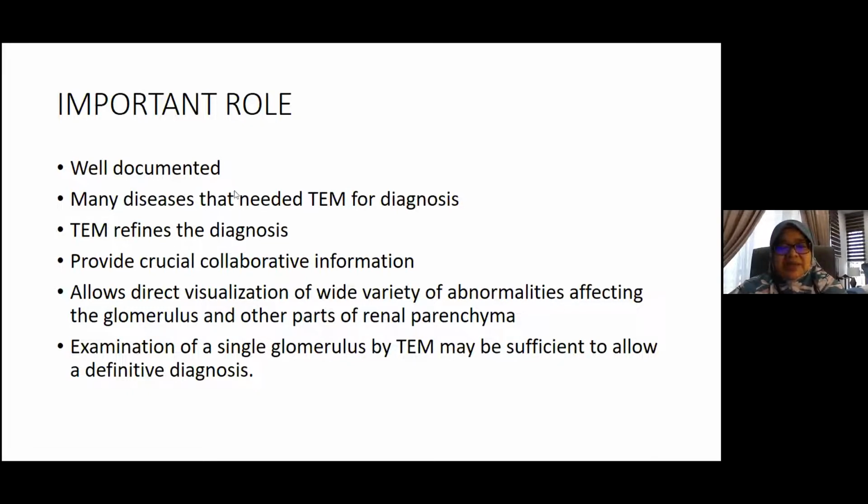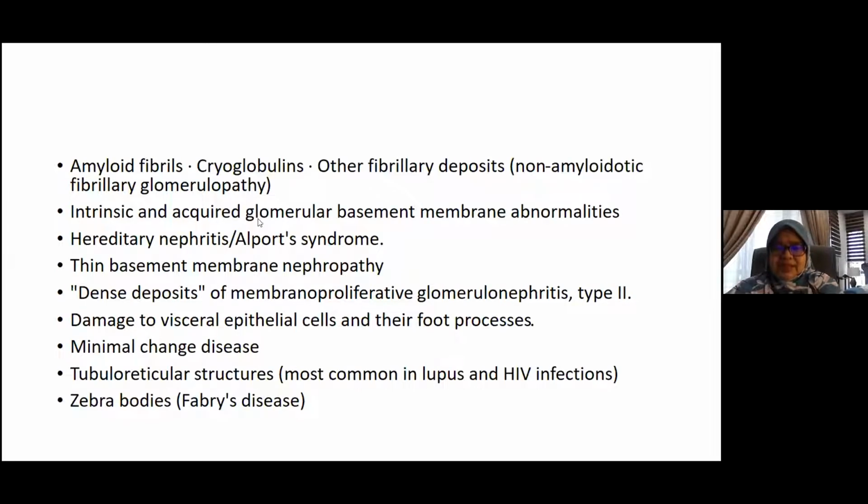Okay, so there are many diseases that need electron microscopy. It can refine the diagnosis. It can provide crucial information to collate all the information together to arrive at a diagnosis, and allows us to directly visualize any abnormalities. So for conditions like amyloid fibrils, which I did not show you, or any fibrillar deposits, it's very important to be assisted by electron microscopy.